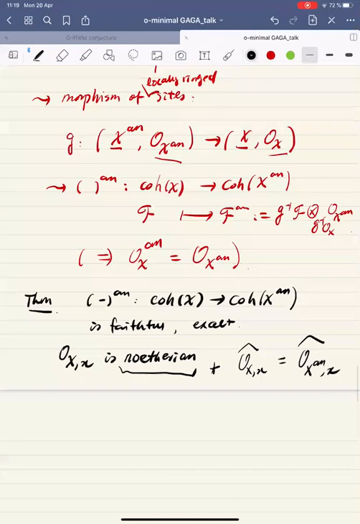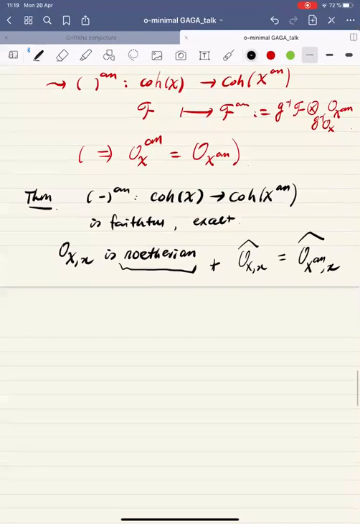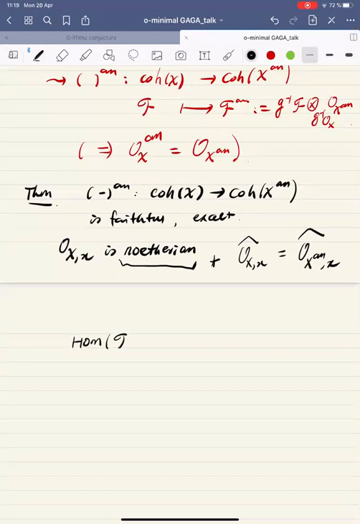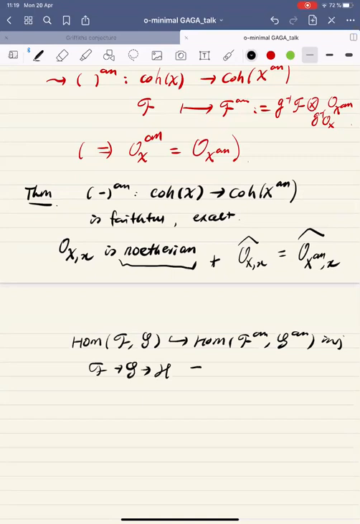Can you explain the meaning of faithful and exact? Faithful means that it's injective on morphisms. Exact means it preserves exact sequences, so if we have an exact sequence F, G, H, this implies the image is also exact. Ah, I see. Okay.